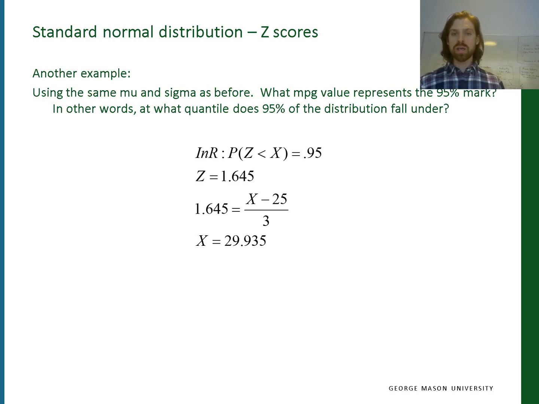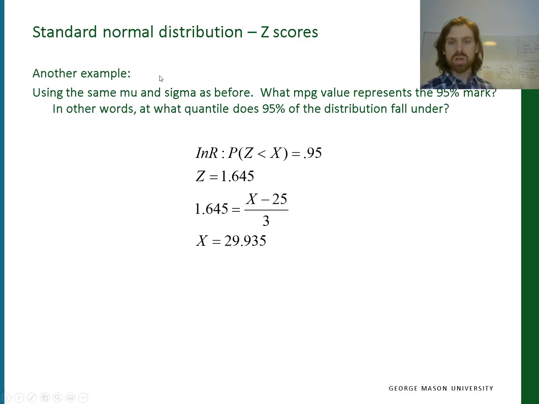So essentially, what we may say is, well, let's use the same mu, the same mean, and the same sigma value, so the same standard deviation as before. And now let me ask you the question, well, what miles per gallon value represents the 95th percent mark within the distribution of values that you have? So in other words, at what quantile does 95% of the distribution of values fall under this point? Okay, so we want to find out what this absolute raw value is going to be.